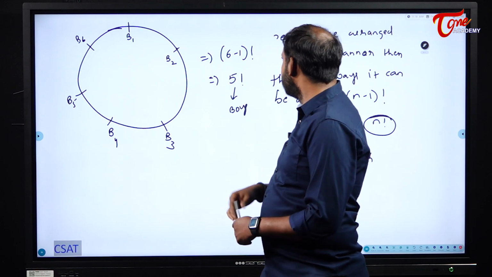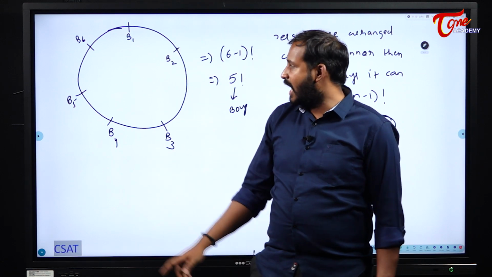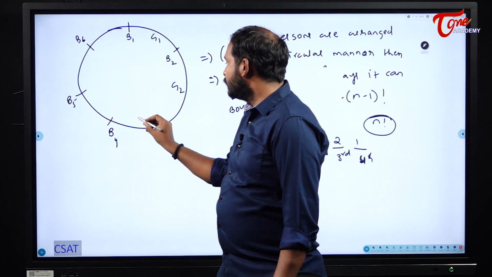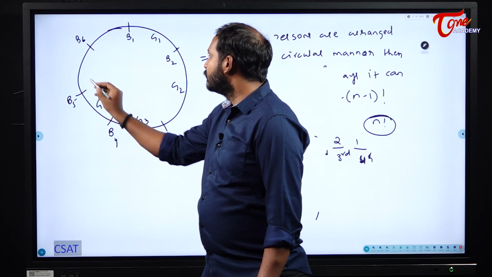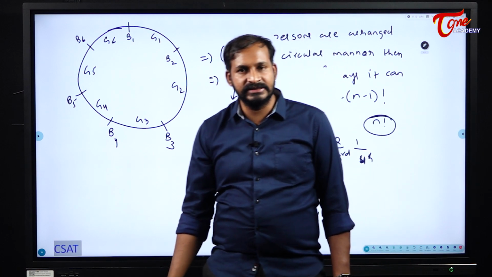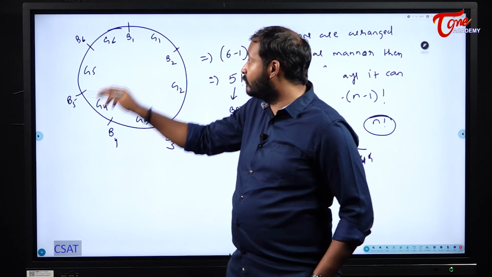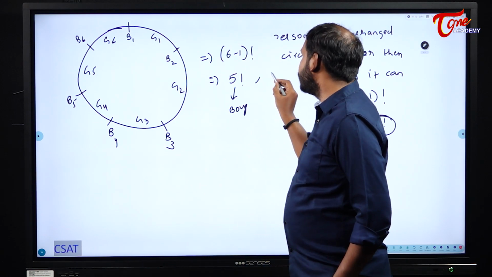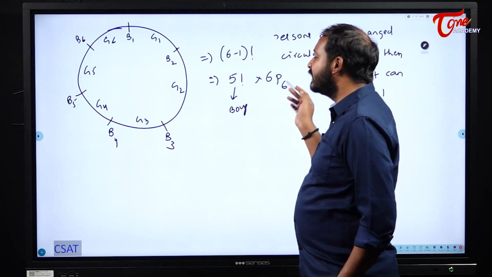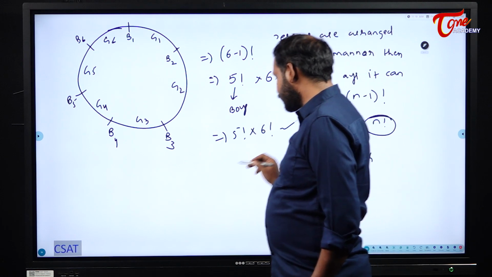Okay, good. Next, when it comes to girls, no 2 girls sitting together means I need to put girls in the gaps, right? I need to place girl 1 here, girl 2, girl 3, girl 4, girl 5 and girl 6. So in these gaps only can I place the girls. Now tell me how many gaps are there? 6 gaps are there, and I need to place all the 6 girls in 6P6 ways, or directly I can take it as 6 factorial. So my answer here will become 5 factorial into 6 factorial.